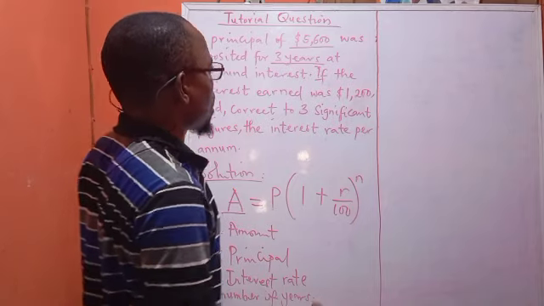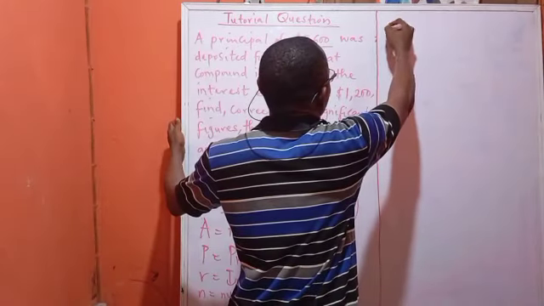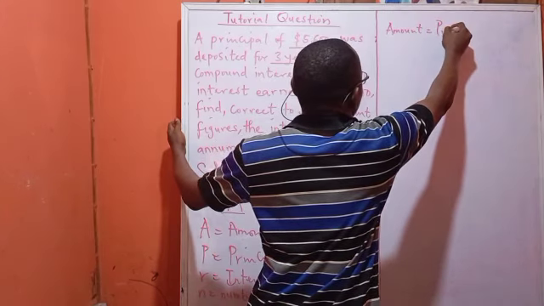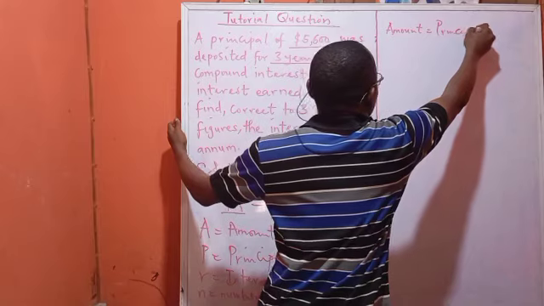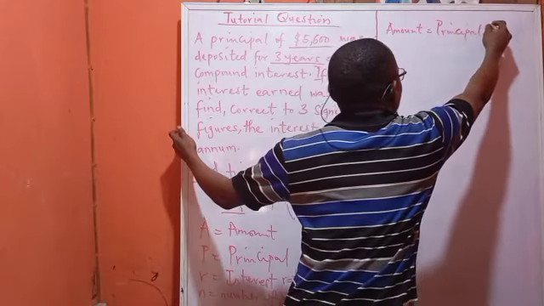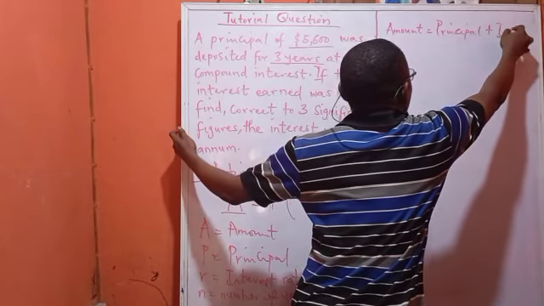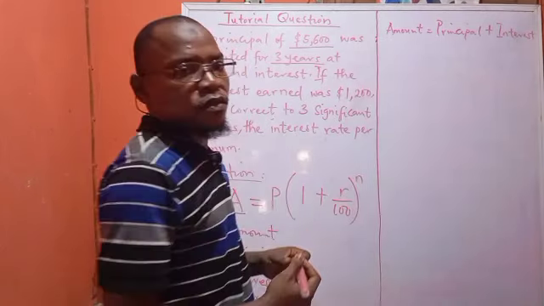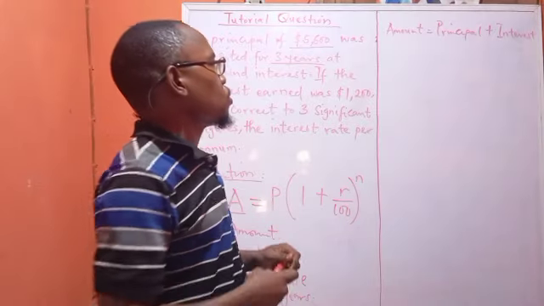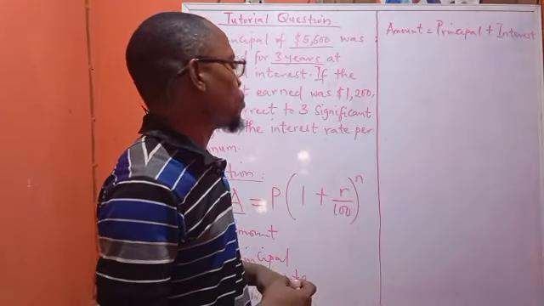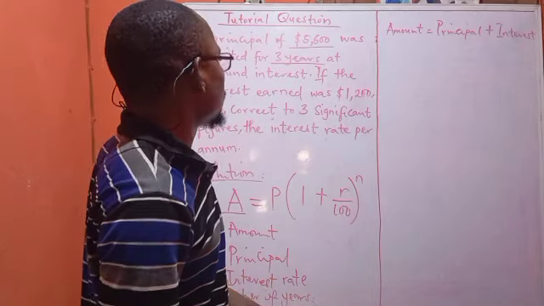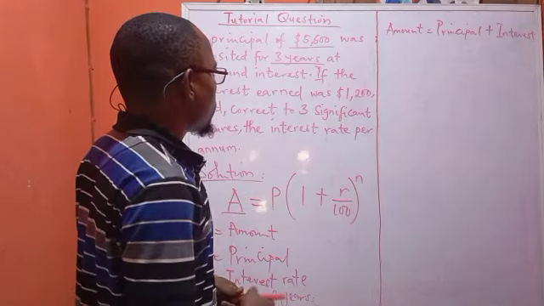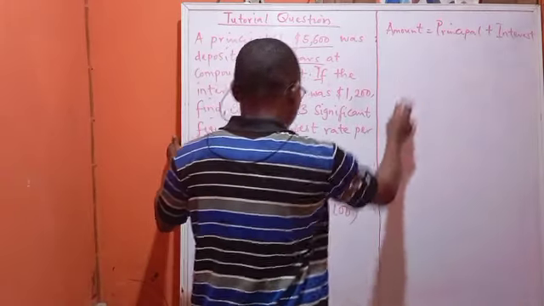So how do we get the amount? The amount is equal to the principal plus the interest. That's the formula for finding the amount of a value: the principal plus the interest.